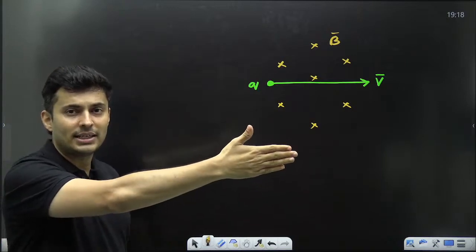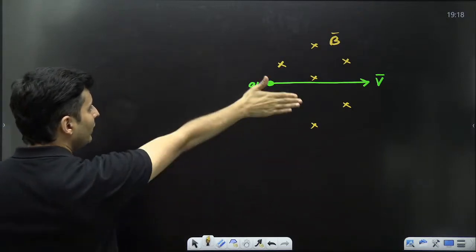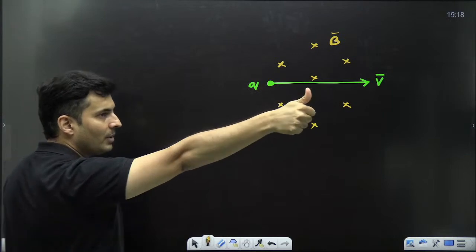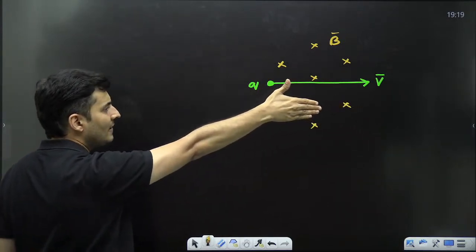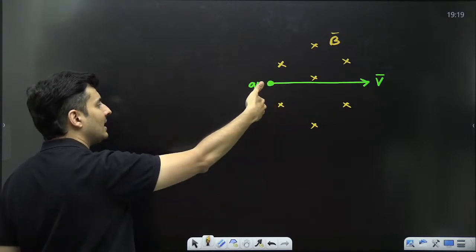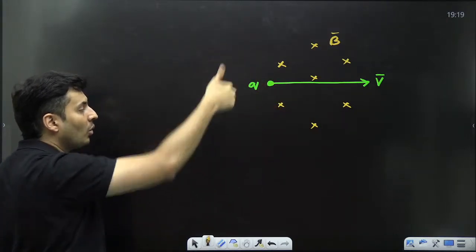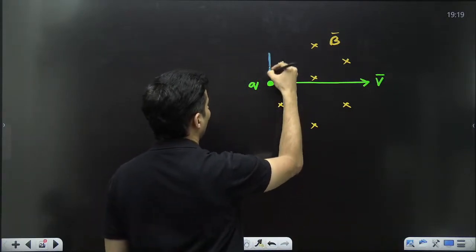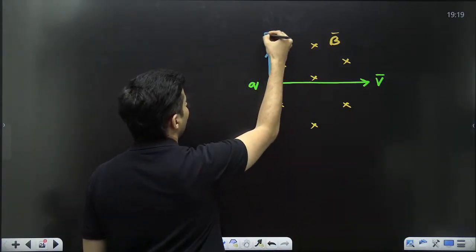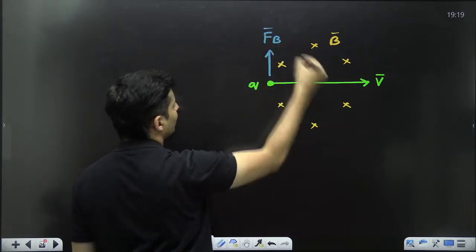B is inside, velocity is right side. So if I do V cross B, everybody take your right hand, point the 4 fingers in the direction of velocity, slowly bend the 4 fingers inside the board plane, you will see the thumb going upwards. So you will quickly notice that there will be a force acting this way because of the magnetic field.